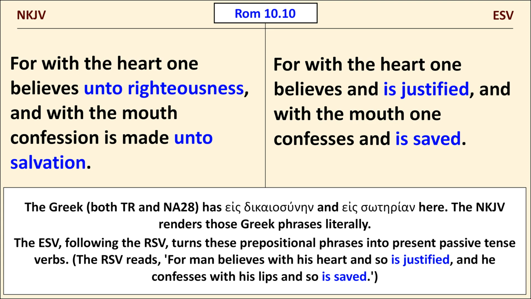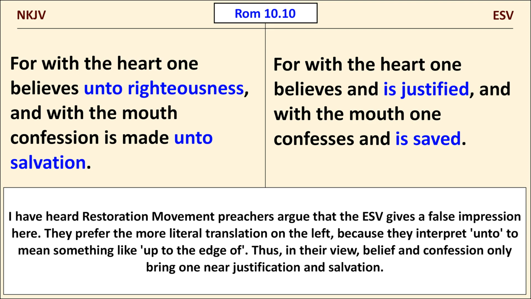The ESV, following the RSV, turns these prepositional phrases into present passive tense verbs. I have heard Restoration Movement preachers argue that the ESV gives a false impression here. They prefer the more literal translation on the left because they interpret "unto" to mean something like "up to the edge of." Thus, in their view, belief and confession only bring one near justification and salvation.